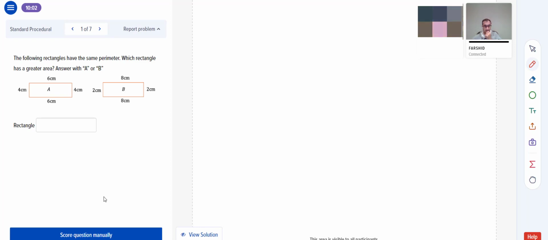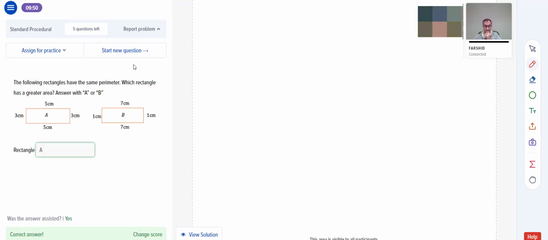Some rectangles have the same perimeter. Which rectangle has a greater area? Answer is 16, and so A again. Yeah, good job. Submit this one. Good job. And go for the next one.